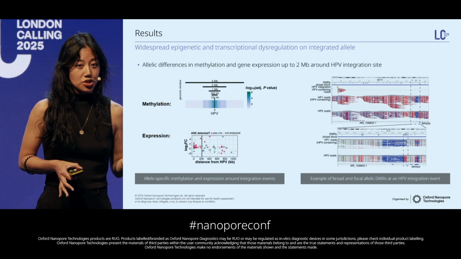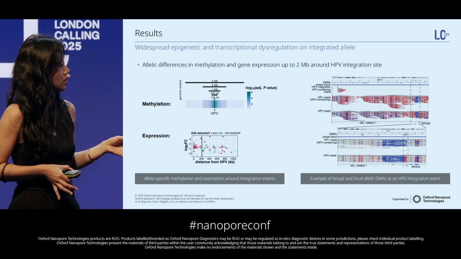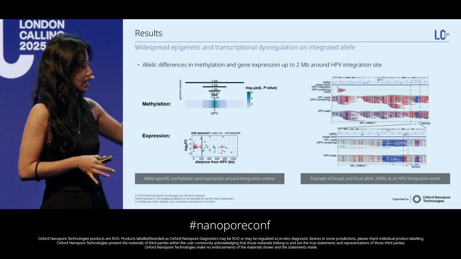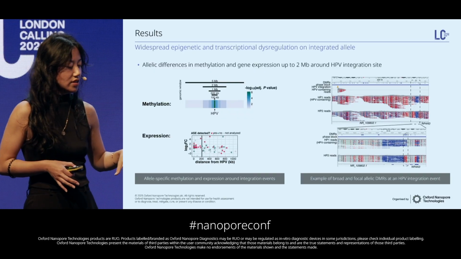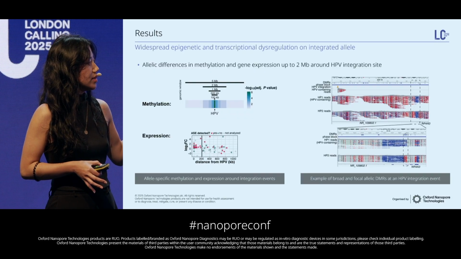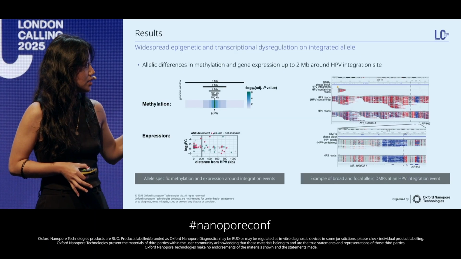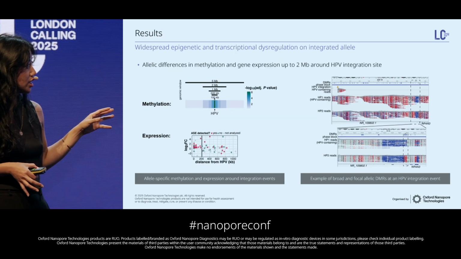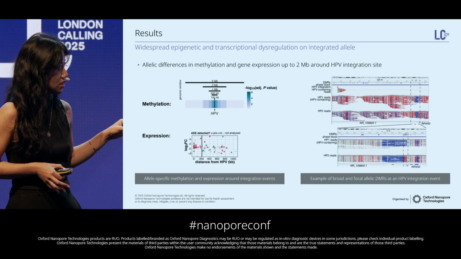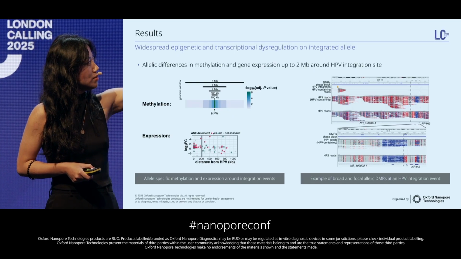Phasing was also mentioned previously as an advantage of nanopore sequencing, so we also looked at allele differences between the HPV-integrated allele versus the other allele, and we saw megabase scale differences in methylation on the HPV-integrated allele. This was also associated with allele-specific dysregulation of gene expression on the HPV-integrated allele, and on the far left side, we see one example in one patient.